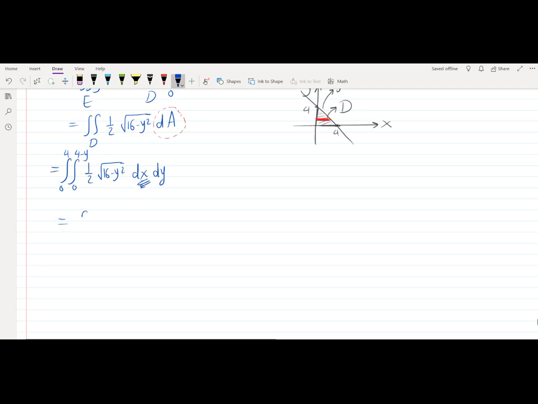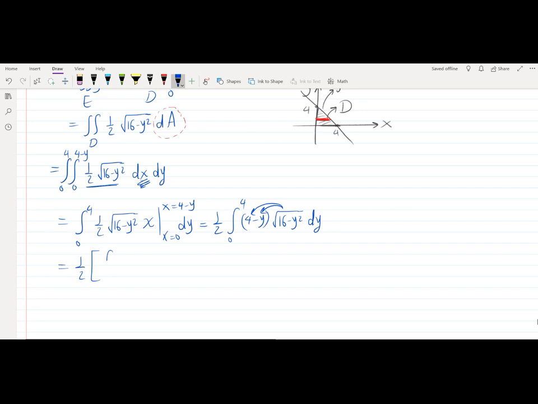So it will be the integration from 0 to 4. The constant is 1/2 root of 16 minus y squared times x, and we will replace x from 0 till x equals 4 minus y, dy. So it will be 1/2 constant outside the integral from 0 to 4 of 4 minus y times root of 16 minus y squared dy. If we distribute this square root over these two terms, it will be 1/2 of the integration from 0 to 4 of 4 root of 16 minus y squared dy minus the integration from 0 to 4 of y root of 16 minus y squared dy.